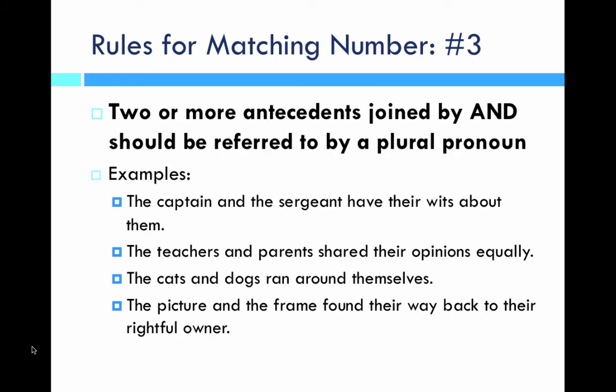The third rule for matching number is two or more antecedents joined by and should be referred to by a plural pronoun. So the captain and the sergeant is the antecedent, and because there's two of them, we know that it's plural, which means that we have to use their instead of his. The teachers and parents shared their opinions equally. We have multiple teachers and parents, so we need their, which is plural. The cats and dogs ran around themselves. There are multiple cats and dogs, so we use themselves instead of the singular itself.